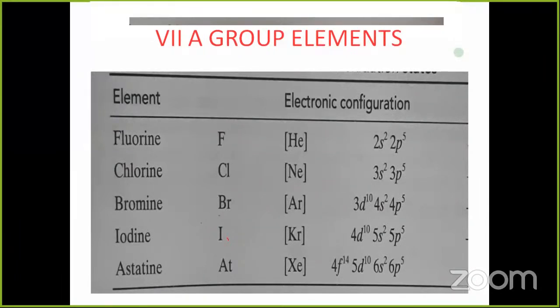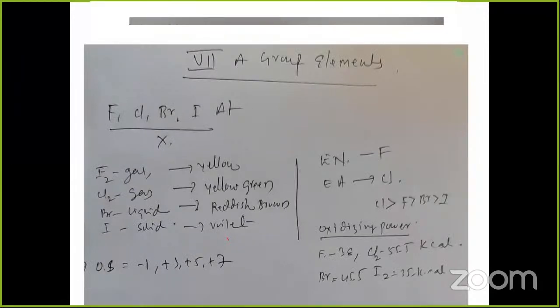Based on the availability of d orbitals, the other elements except fluorine, the remaining elements, they show not only -1, they show +1, +3, +5, +7 oxidation states. The maximum +7, minimum -1. Right? Fluorine only always shows -1 because it is a small atom, with non-availability of d orbitals. That's why it can show only -1. But the remaining chlorine, bromine, iodine having vacant d orbitals, they show -1 in addition to +1, +3, +5, +7 also. These are the general characters.